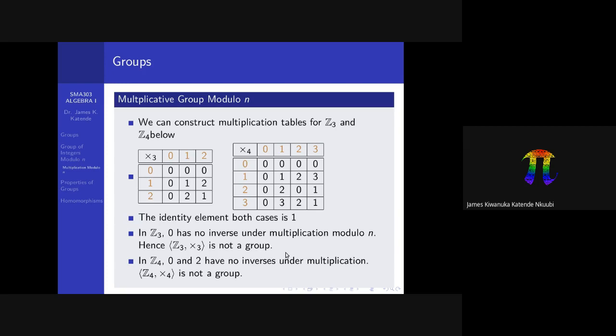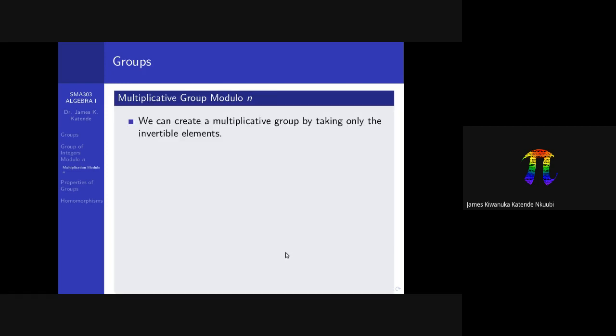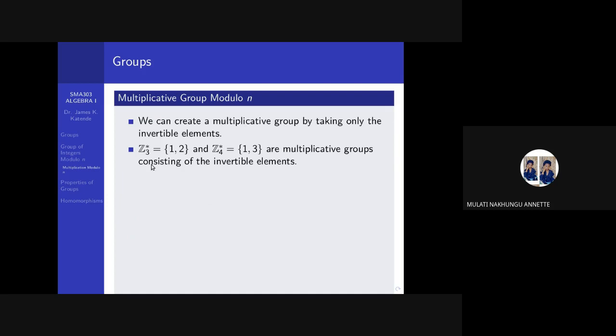But not all is lost because we can still create a group, a multiplicative group, by taking only the elements that have inverses. So in Z3, only 1 and 2 have inverses. In Z4, only 1 and 3 have inverses. So you can create Z3 star, which is a multiplicative group, modulo 3, consisting of only 1 and 2, and Z4 star, which is a multiplicative group, modulo 4, again, which will consist of only 1 and 3. So this will give you the multiplicative groups, modulo 3 and modulo 4, respectively. You just pick the elements that have inverses, and you form the multiplicative group.